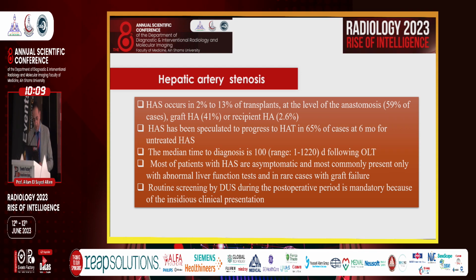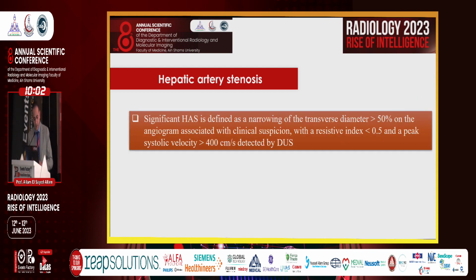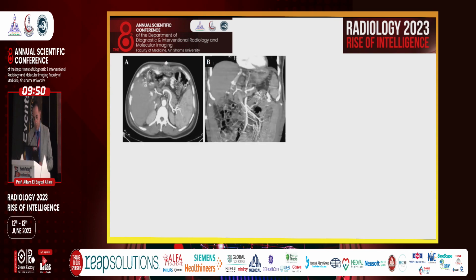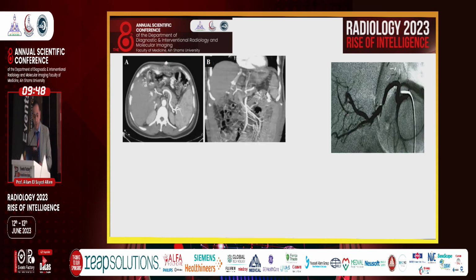However, Doppler ultrasound and CT angiography are the main methods for diagnosis of hepatic artery stenosis. Significant hepatic artery stenosis can be diagnosed when we have more than 50% diameter reduction, with a decrease of the resistive index below 0.5. Also, hepatic artery stenosis can be treated by interventional radiology, by balloon dilatation and putting in a stent.